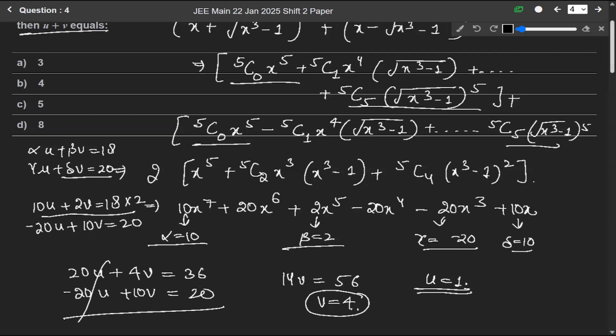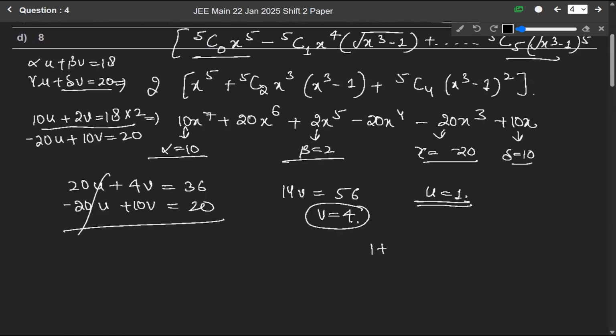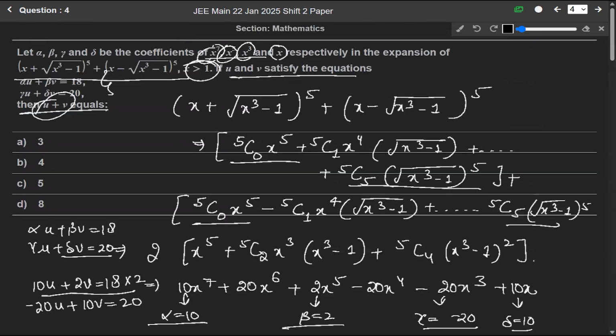So we have to find the value of u plus v. u plus v means 1 plus 4, which is equal to 5. So our final answer is u plus v equals 5, which means option C is the correct answer.